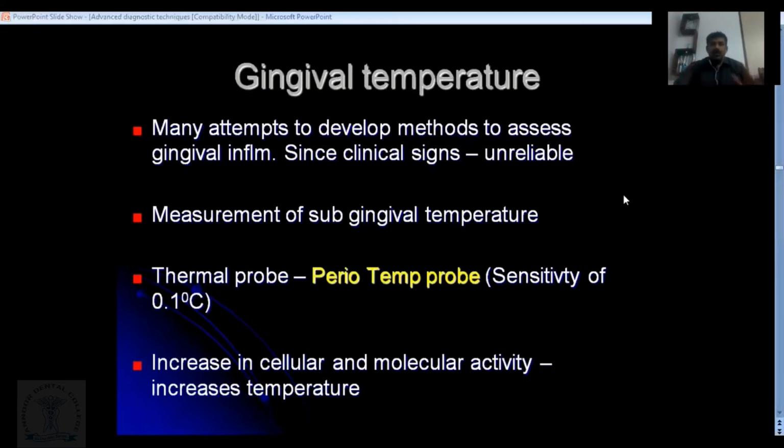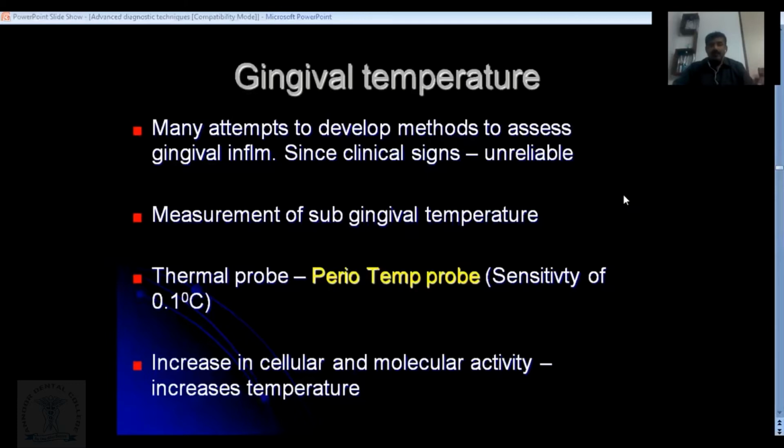Now, you use a particular device by which you can detect the temperature within the gingival sulcus. And if you find that the temperature within the gingival sulcus is more than the normal, then you can be sure that there is some sort of inflammation there. So these sites are more prone to disease activity. So you can identify these active sites and probably do some intervention there. So that is the basic idea of measuring subgingival temperature.